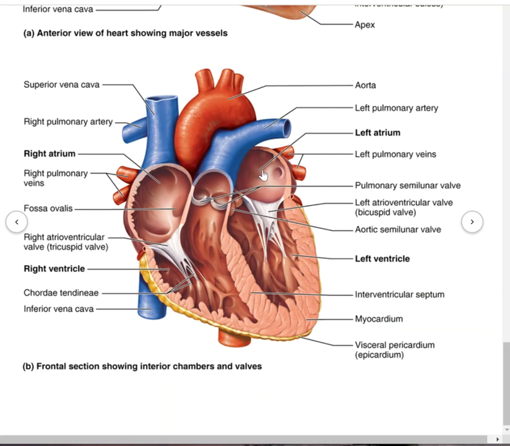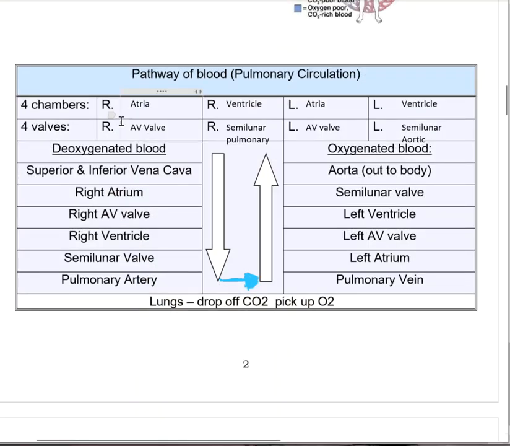Once in the left atrium, blood will drop down through the left AV valve. It will go into the left ventricle. Blood will then, when the ventricle contracts, be ejected through the aortic semilunar valve, go through the aorta, and go out to the body. Also right here at the aorta is where the coronary arteries are, so oxygenated blood will leave the aorta and go into the coronary arteries to give the heart some blood too, so it can do its job.